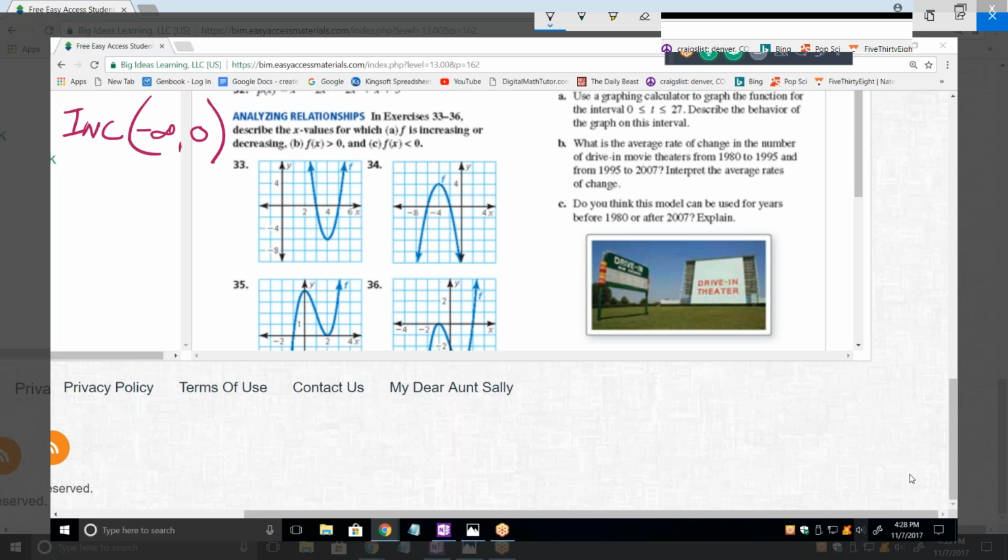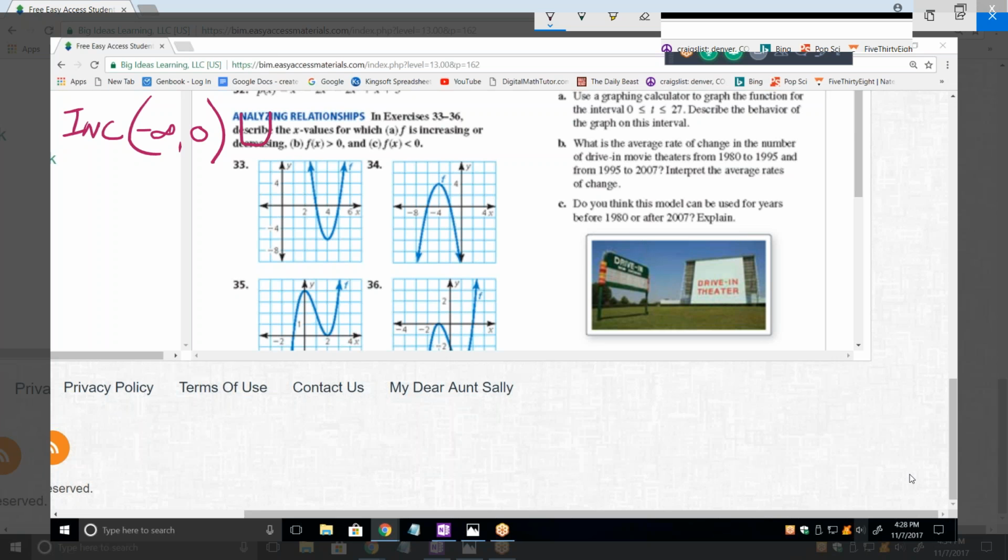Now, on 34, if they said, where is the maximum, the answer would be at 4. If they said, what is the maximum, it would be 4. And if they said, what is the minimum on 33, the answer would be negative 6. So if they say, what is the minimum or maximum, you give the y value. If they say, where does it occur, you give the x value. Just like these intervals are all given in terms of the x value.